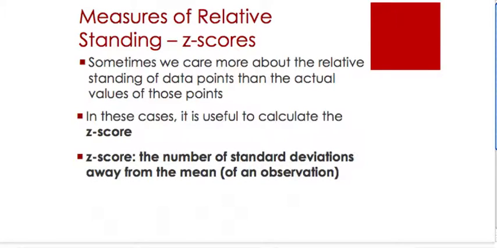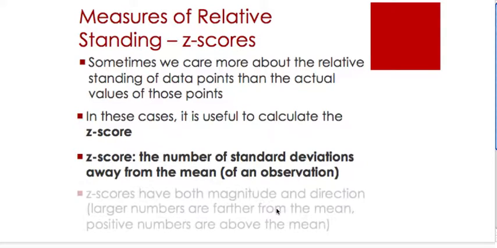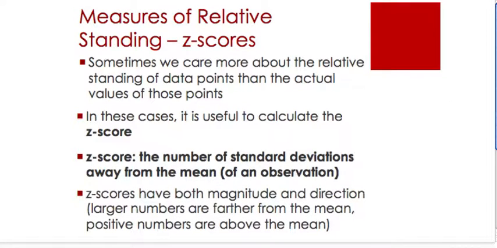What a z-score measures is the number of standard deviations away from the mean. So an observation's z-score would be how many standard deviations away from the mean it is. Z-scores have both magnitude and direction, meaning the size of the z-score tells me how far away from the mean I am, and the positive or negative sign in front of the z-score tells me if I'm above or below the mean. So if my test score has a z-score of positive 2, that would mean that my test score is 2 standard deviations above the average test score.